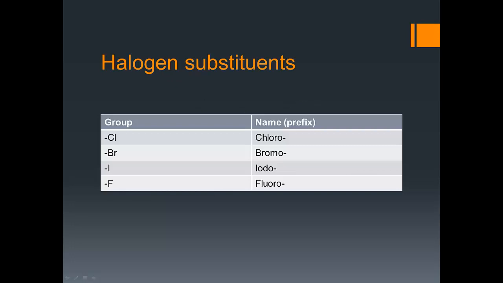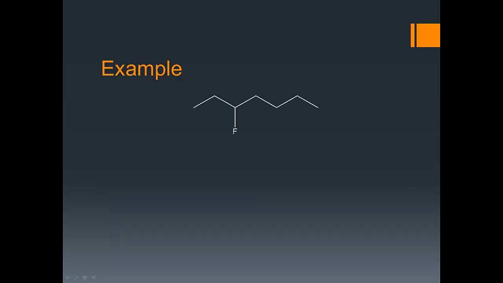Halogen substituents. So as well as alkyl substituents, we can have halogens being substituents as well. So we might have a chloro or a bromo or an iodo or a fluoro group. Let's have a look at some examples. What do we think this is called? 1, 2, 3, 4, 5, 6, 7 in a row. At the 3 position, we've got a fluorine, 3-fluoroheptane. 3-fluoroheptane. Easy peasy.